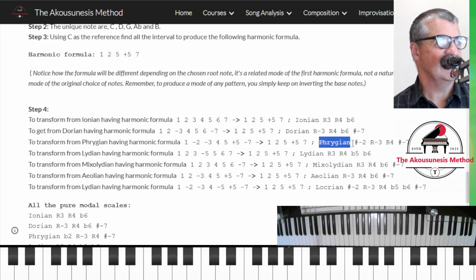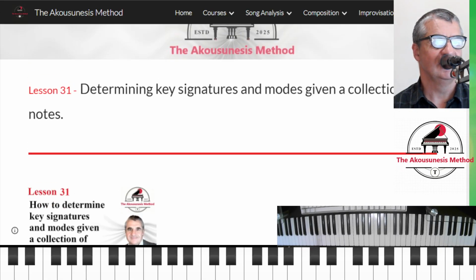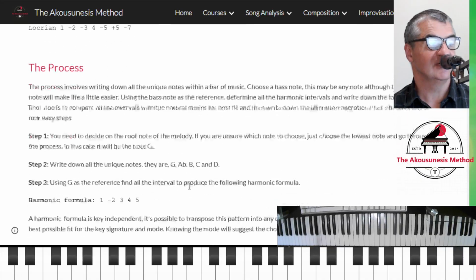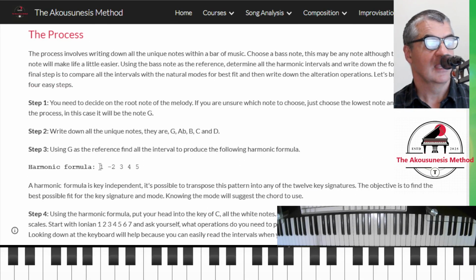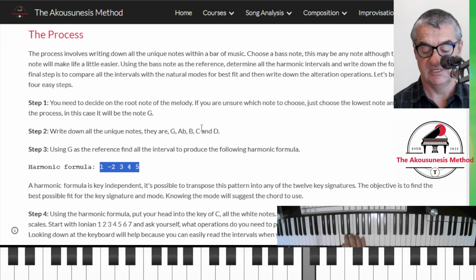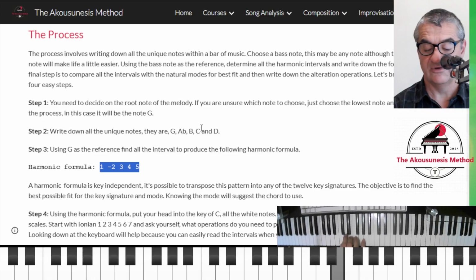So it has a different sound, right? Different feeling. All derived from that single sequence of notes. We chose a bass note, then we wrote down a sequence, a harmonic interval series. And so in this case, 1, -2, 3, 4 in the first case. And if we start on, say, 2 here, 1, -2, 3, 4, 5.